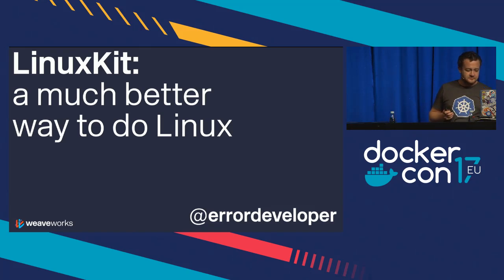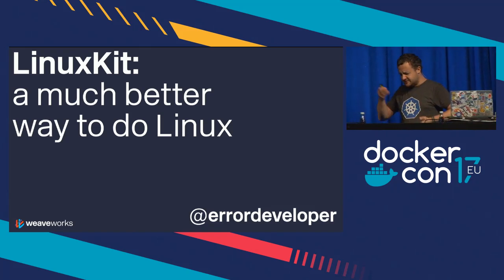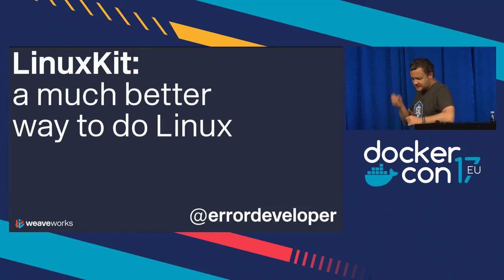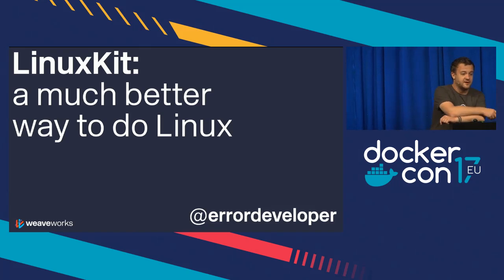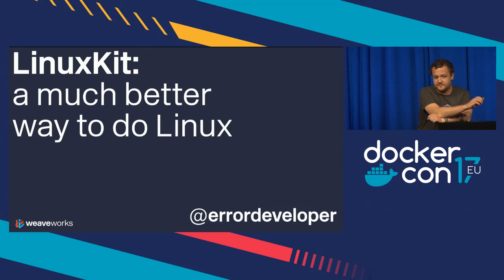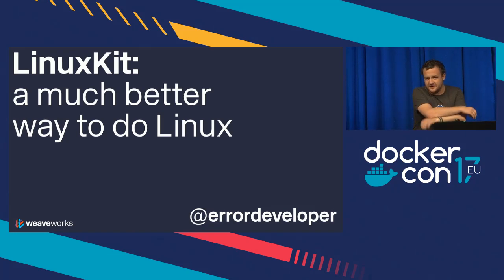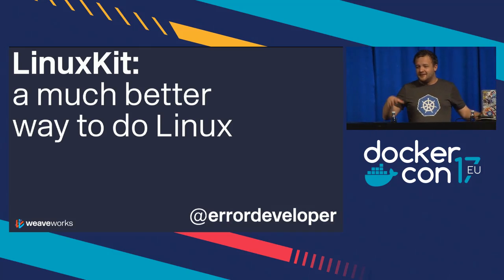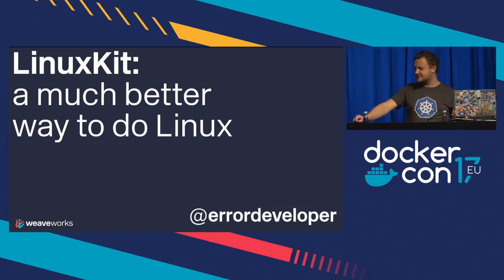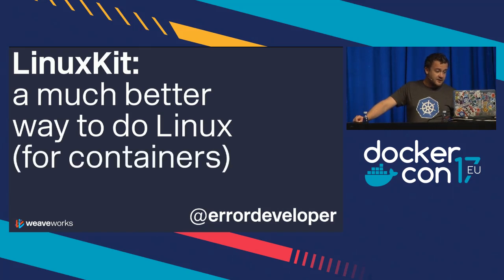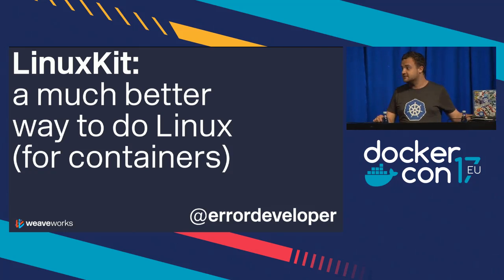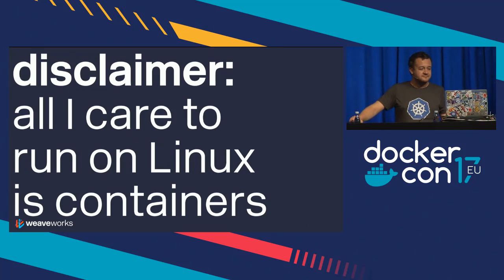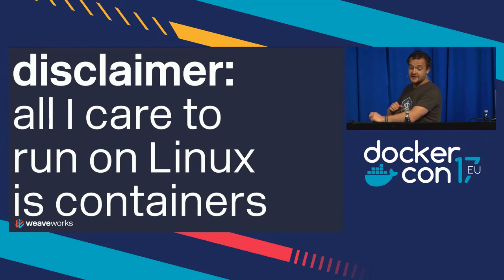I thought I'd also compare one thing to another, and then I realized that would take a lot of time. If I were to compare different immutable OS patterns and implementations, that would take too much time. I wanted to show some horrible examples of stuff that I did in the past, but that wouldn't fit in today. I only got like 10 minutes or something. So, to me, LinuxKit is a much better way to do Linux for containers. That's it. A disclaimer: all I care to run on Linux is containers.